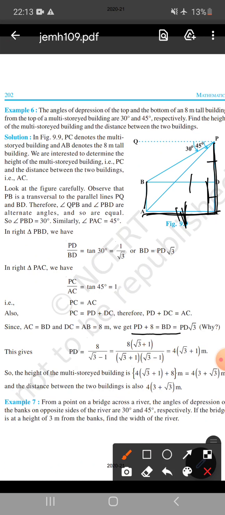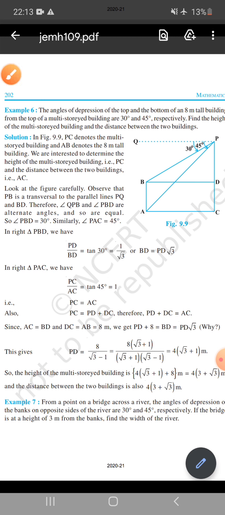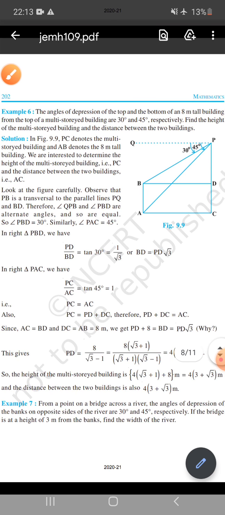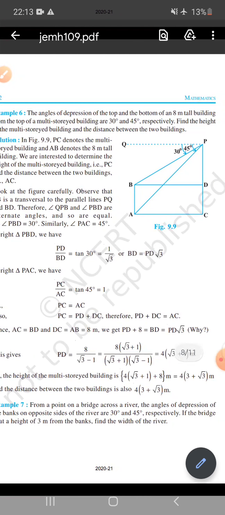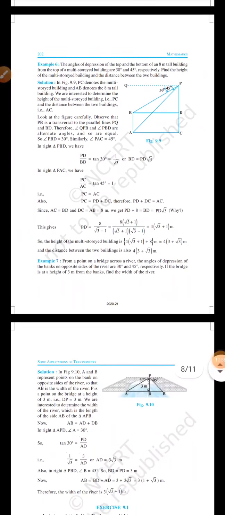Now you will get the value of PD. Once you get the value of PD, you will get the value of PC by adding 8 to it, and PC is equal to AC. So from there you will get the value of AC. This way you are going to solve the questions given in this chapter.